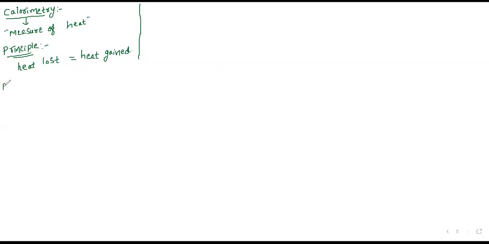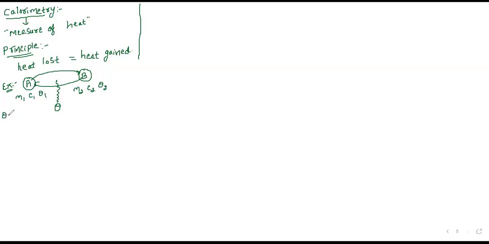If you consider one simple example, there is a body A. This body A has mass M1, specific heat C1, temperature θ1. Now there is another body B, with mass M2, specific heat C2, temperature θ2. If I mix A and B, there will be some intermediate temperature, isn't it? What is that intermediate temperature? Theta will be the intermediate temperature.